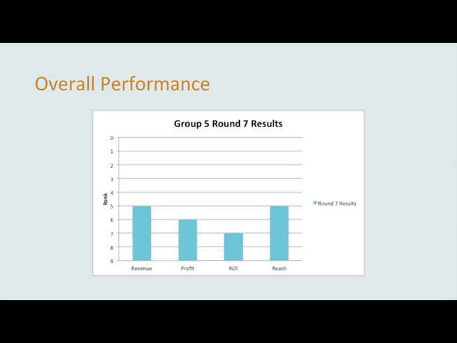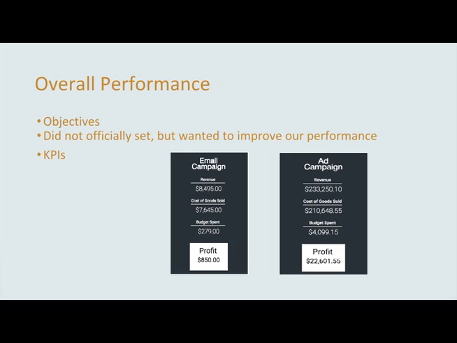Our total rent view at the end of round 7 was $233,250.10. Our profit was $22,601.55 for our ad campaigns. We did not do an email campaign in round 7, so our profit for that was 0.